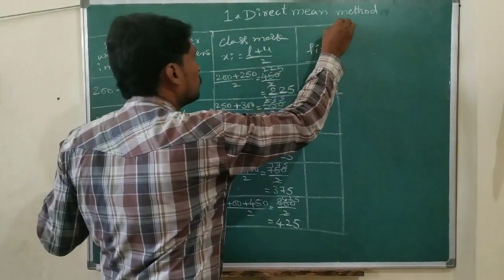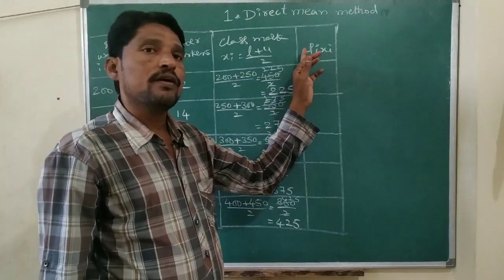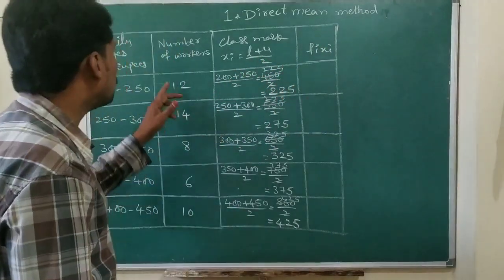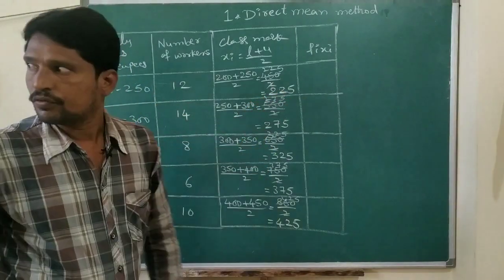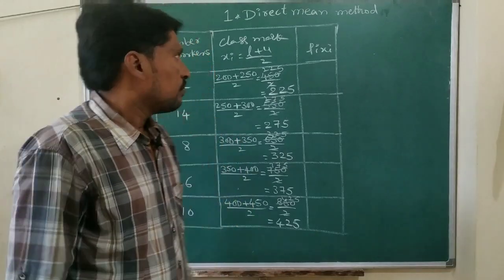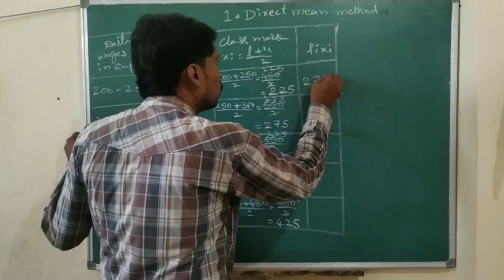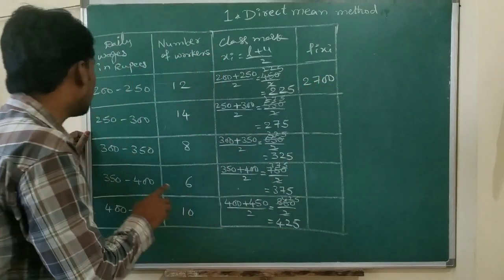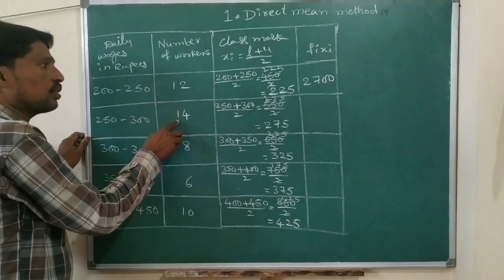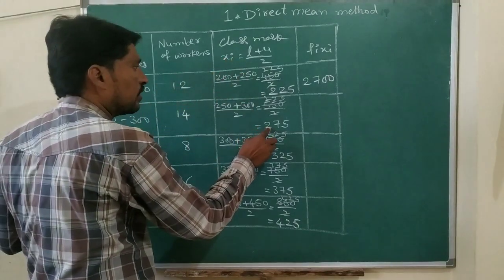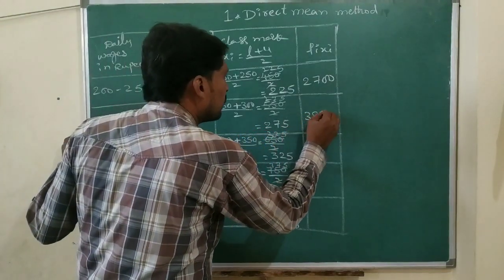All class marks we got. Now we need to multiply frequency and class mark. So the first frequency is 12 and the class mark is 225. 12 into 225, that value we are getting is 2700. Next class interval 250 to 300, frequency is 14, class mark is 275. 14 into 275 is 3850.